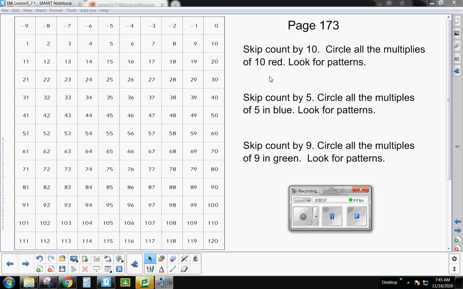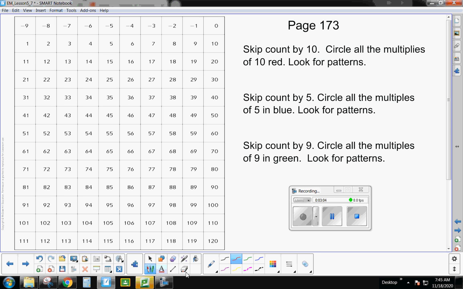All right, so the first thing that we're going to do, we're going to skip count by tens, and we're going to circle all of the multiples of 10 in red. Now, if you don't have red, that's okay. You can maybe just lightly shade them in. So skip counting by tens, we're going to start with 0. We've got 10, 20, 30, 40, 50, 60, 70, 80, 90, 100, 110, 120.